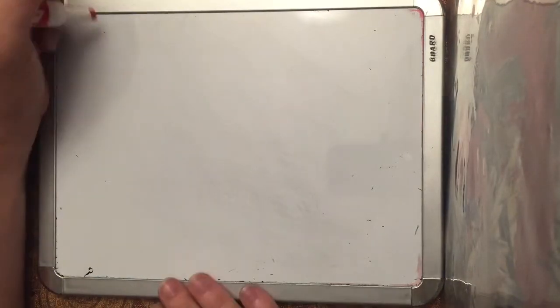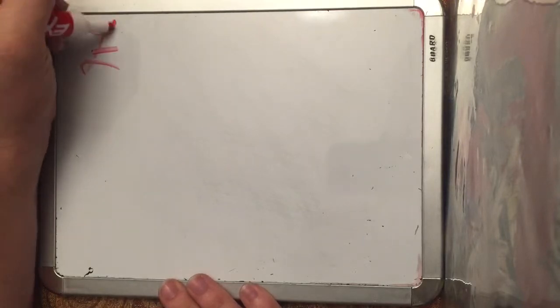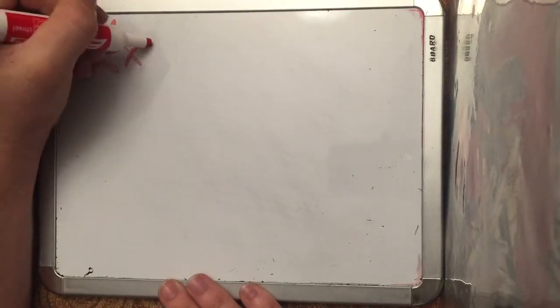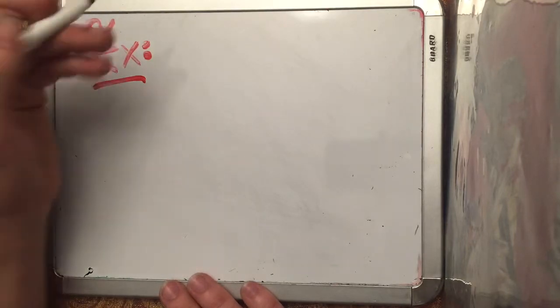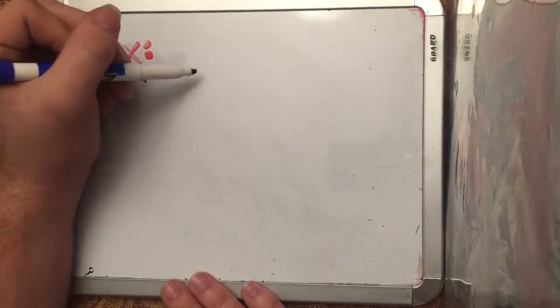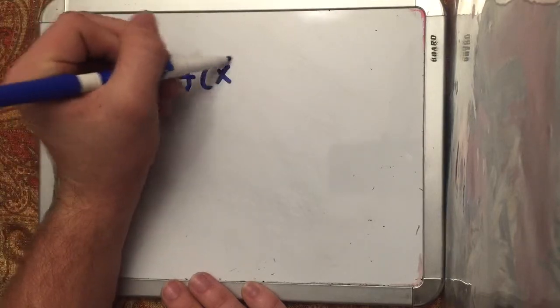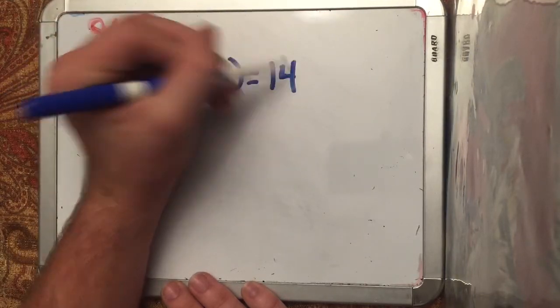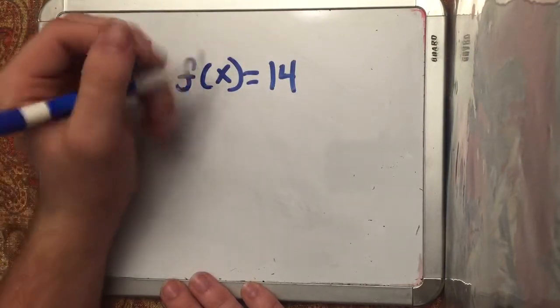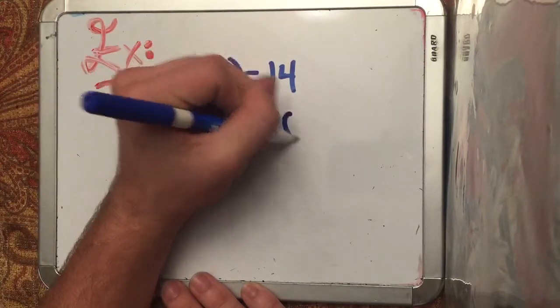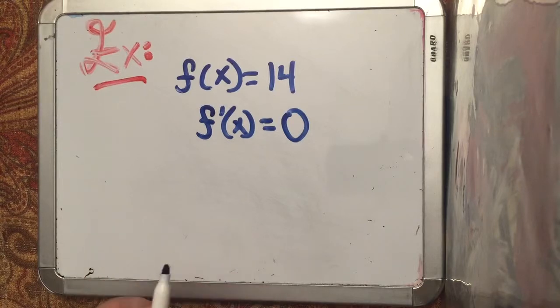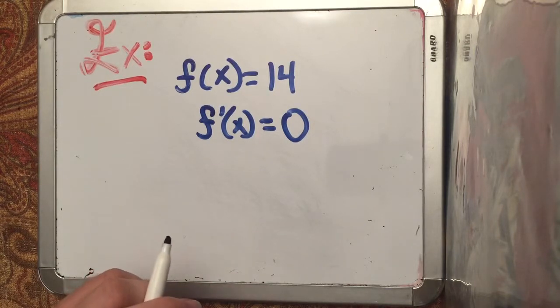So let's look at some examples. The derivative of the function f of x equals 14 would be what? It would be 0. So f prime of x equals 0, as we just learned in the constant rule.